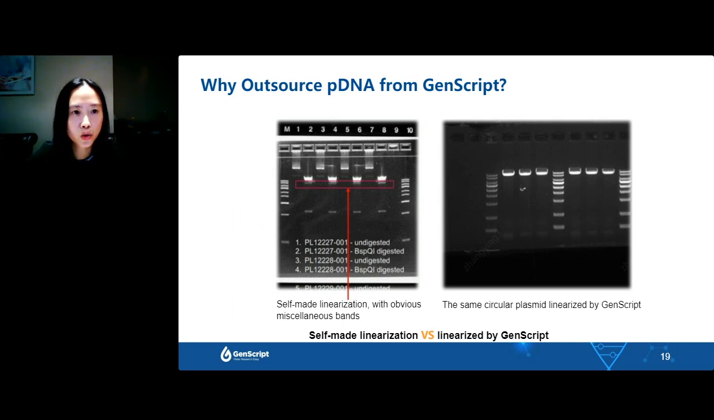And why do you have to outsource the plasmid DNA? From GenScript, here's the comparison between the self-made linearization and linearization by GenScript. On the left side, it's a self-made linearization. We can see the obvious miscellaneous bands. And on the right side, it's the same circular plasmid linearized by GenScript.